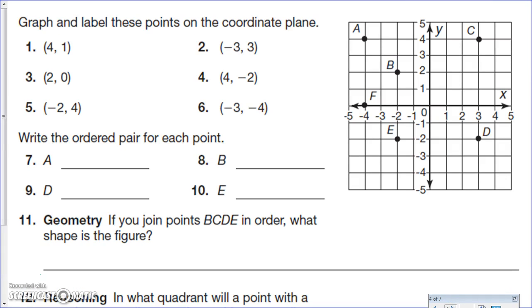Graph and label these points on the coordinate plane. So if you look at our coordinate plane, we notice it has letters all the way through F. So when we start graphing point 1, we're going to graph it and label it G and start there. So point 1 is (4, 1). So we're going to go over 4, up 1, and label that point G. Point 2 is at (-3, 3). So we're going to go over to the left to -3 on the x-axis, and then we're going to go up to 3, and we're going to label that point H.